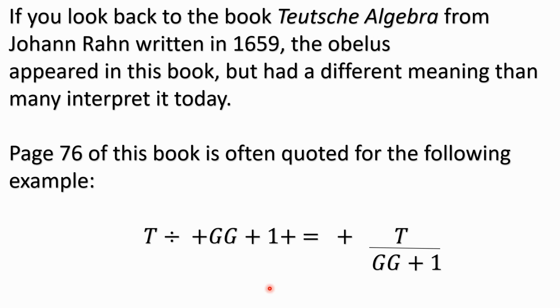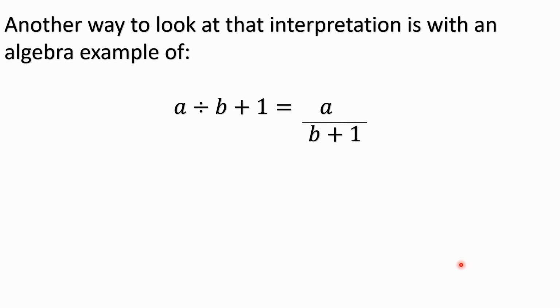I think on page 76 of that book, it's quoted quite a bit because it shows this problem: t divided by plus gg plus 1. I'm not sure I quite understand the plus sign here, but then you have equals, and that's equal to plus t over gg plus 1. So you can see what happened here. This obelus was interpreted as meaning divide whatever is to the left by everything that's on the right. And some people today still interpret it that way.